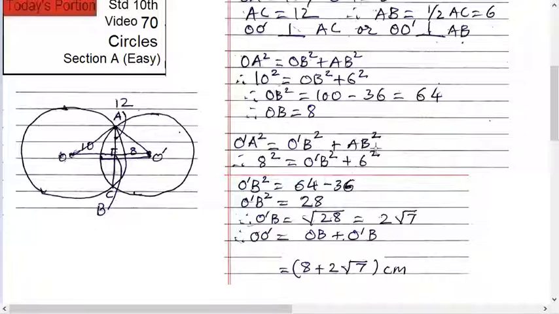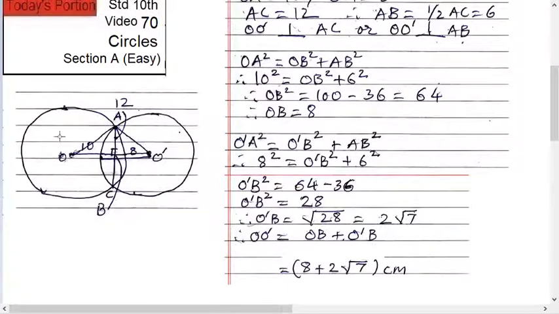b square plus ab square, right? So 8 square equals to say ob square plus 6 square. So solve this. Therefore ob square equals to 64 minus 36, 28. OB is root 28, that is 2 root 7.